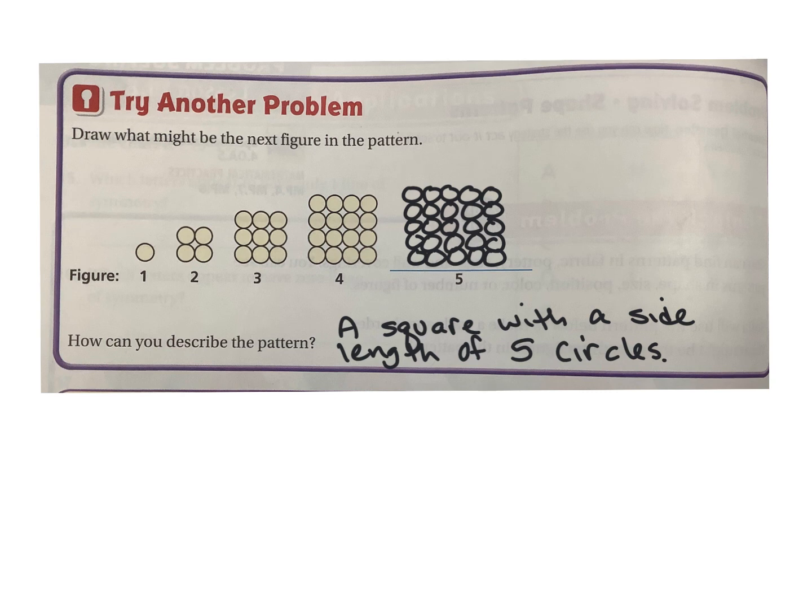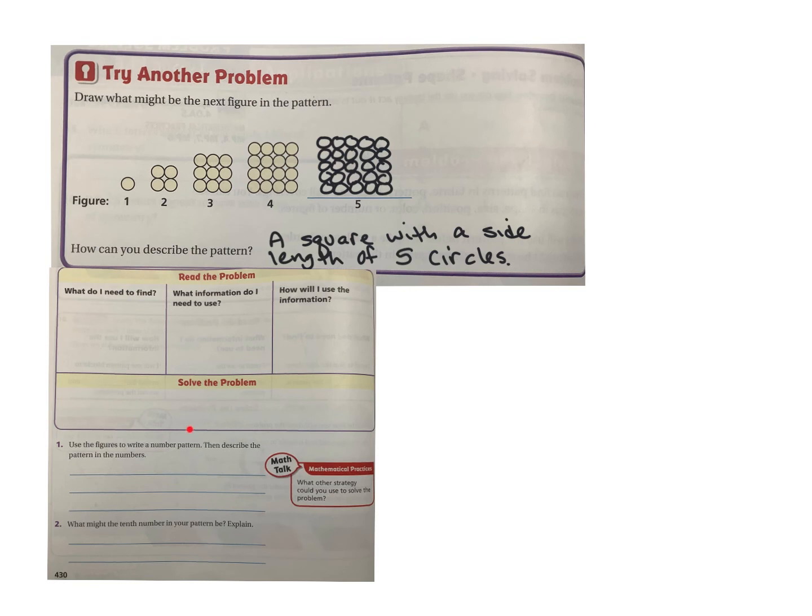Just look at the pattern, what's happening, and then make a logical guess about what would come next based on the information you have. I guess I was supposed to use this part. What do I need to find? The next figure in the pattern. What information do I need to use? The sequence of the pattern up to that point.